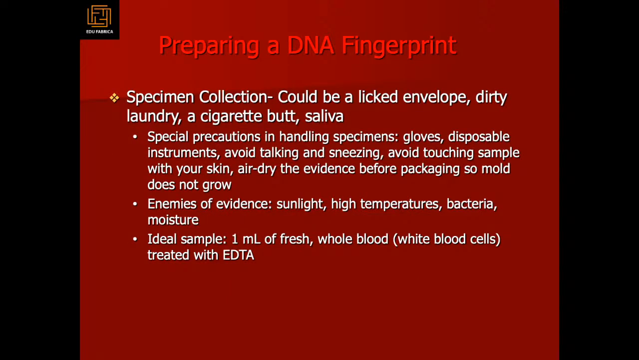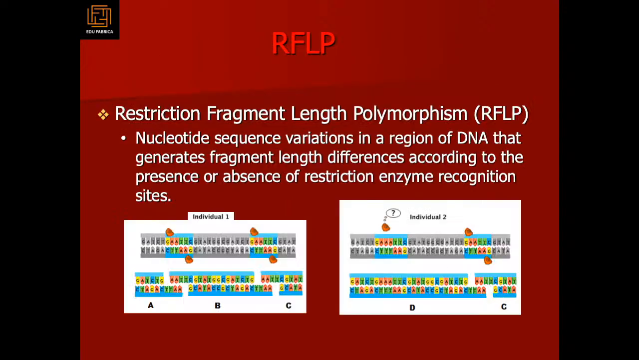First we take the specimen, be it a licked envelope, dirty laundry, a cigarette butt, anything. Special precautions are needed in handling the specimens: gloves, disposable instruments, avoiding talking and sneezing, avoiding touching the sample with your skin, and air drying the evidence before packaging so mold does not grow. The enemies of evidence are sunlight, high temperatures, bacteria and moisture. An ideal sample is 1 ml of fresh whole blood and so on.